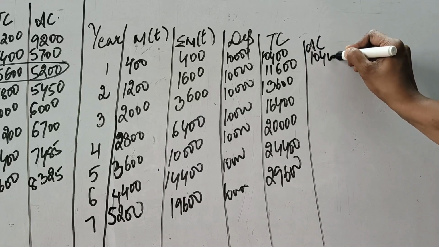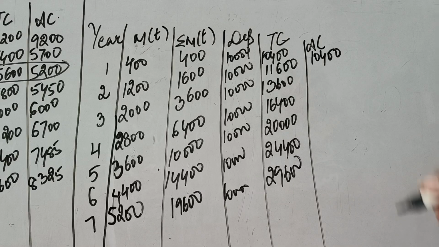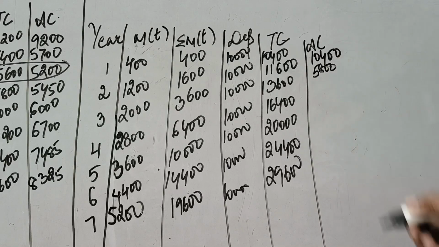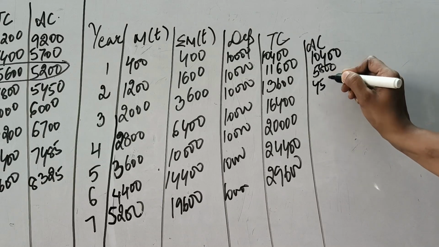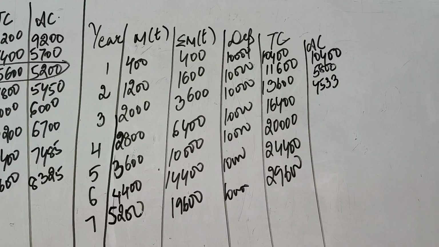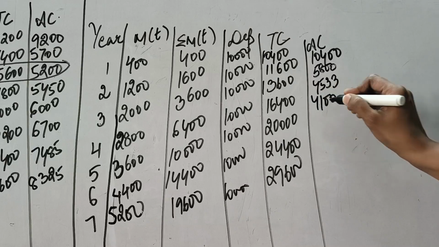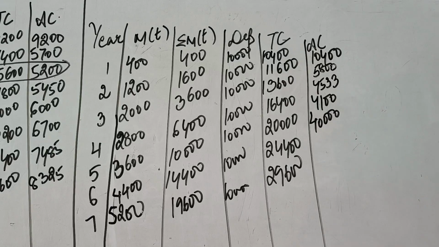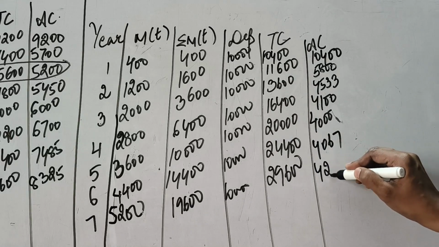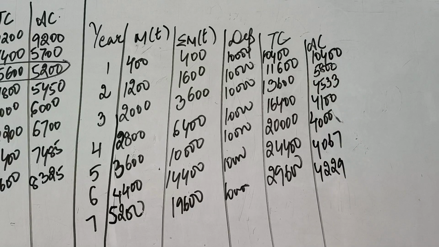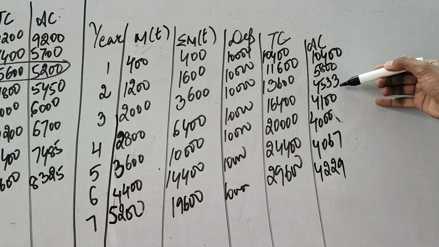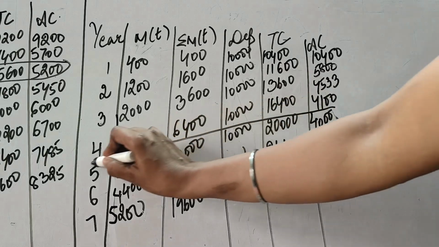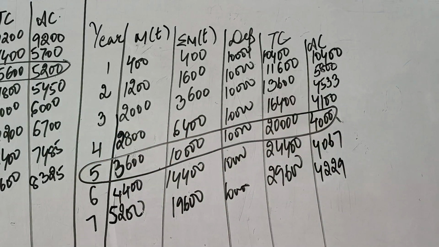For the first year it will be same 10,400, second year 5,800, third year 4,533, then 16,400 divided by 4, 4,100, then 20,000 divided by 5, it will be 4,000, next will be 4,067 and next is 4,229. So now let us have a look at which one is the minimum. See, cost is reducing, again reducing. See here, it is the minimum, 4,000 rupees.